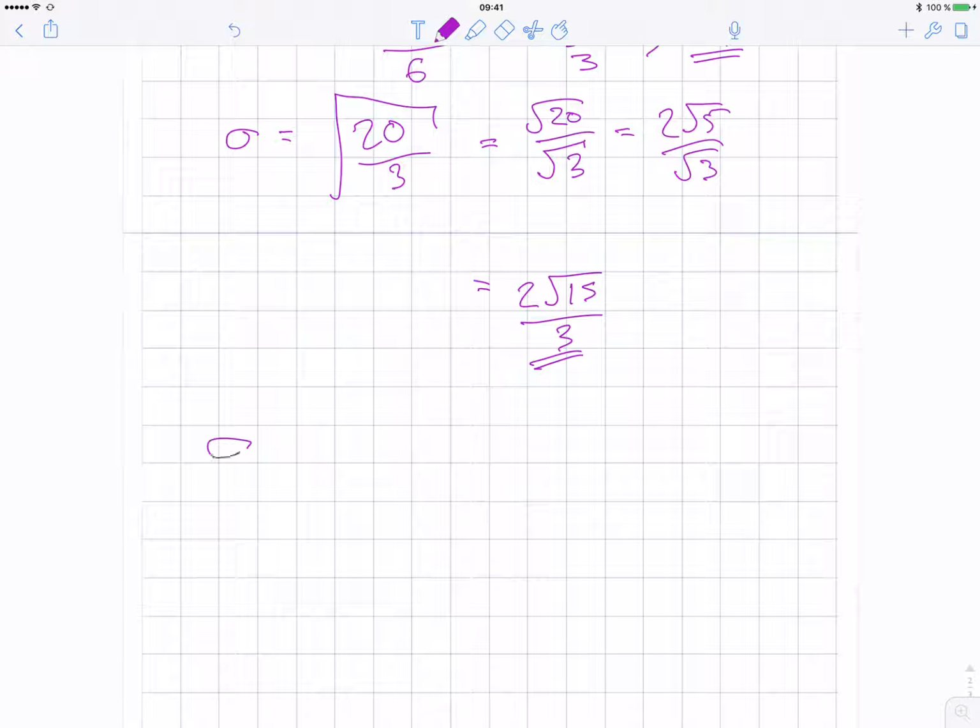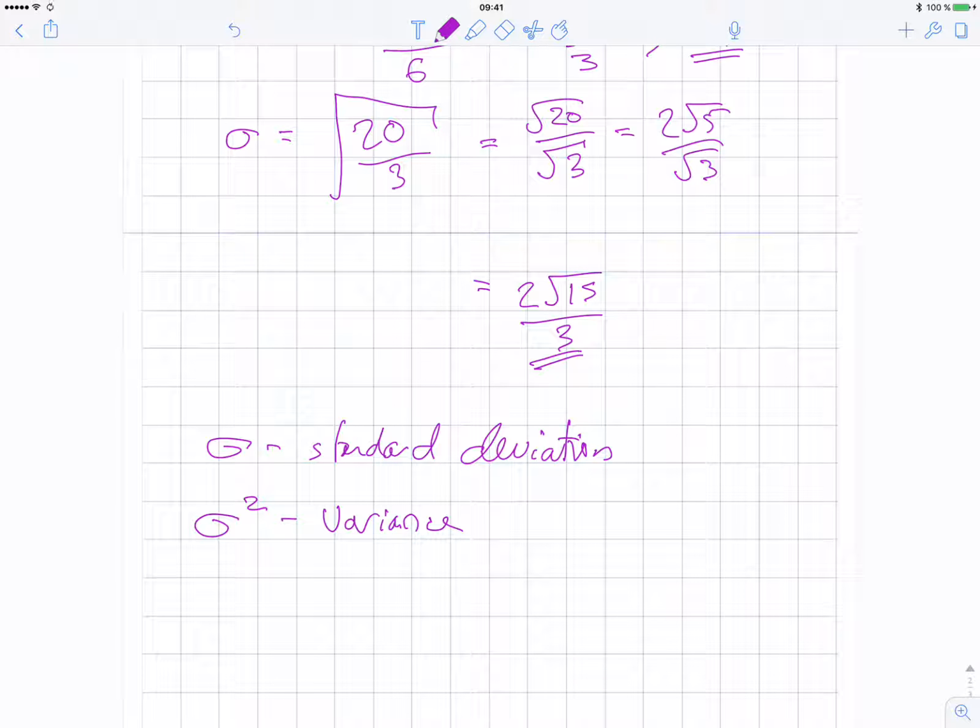Just bear in mind, that is the standard deviation. And this is the variance. It's called sigma. And we just square sigma, or square the standard deviation, for the variance. And that's it.